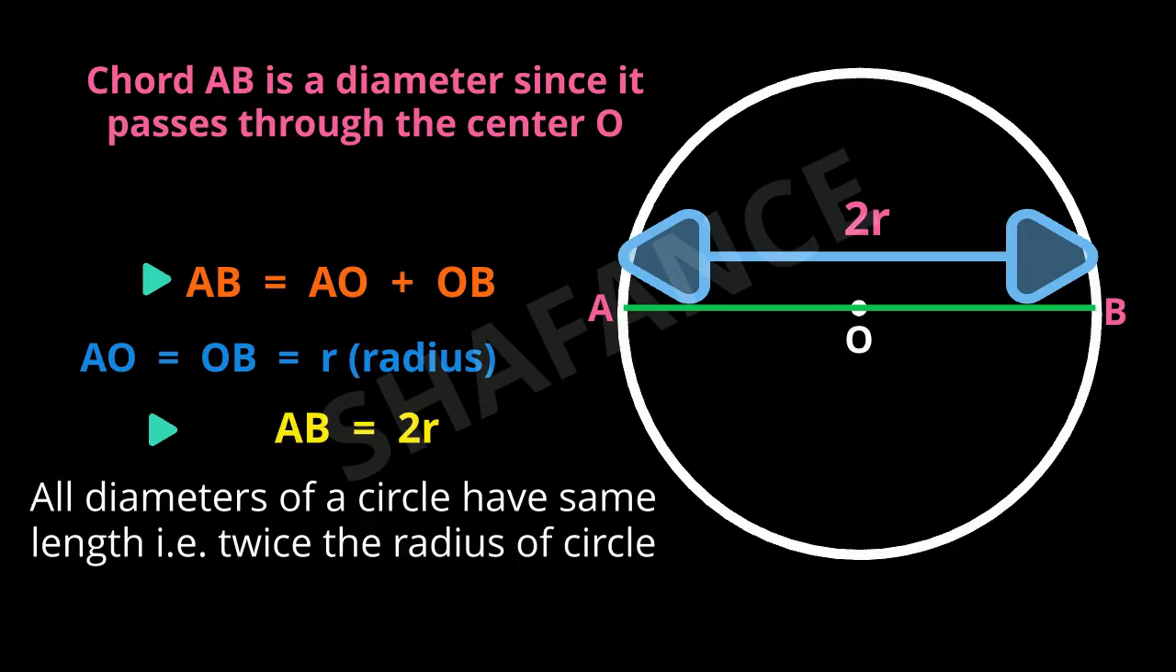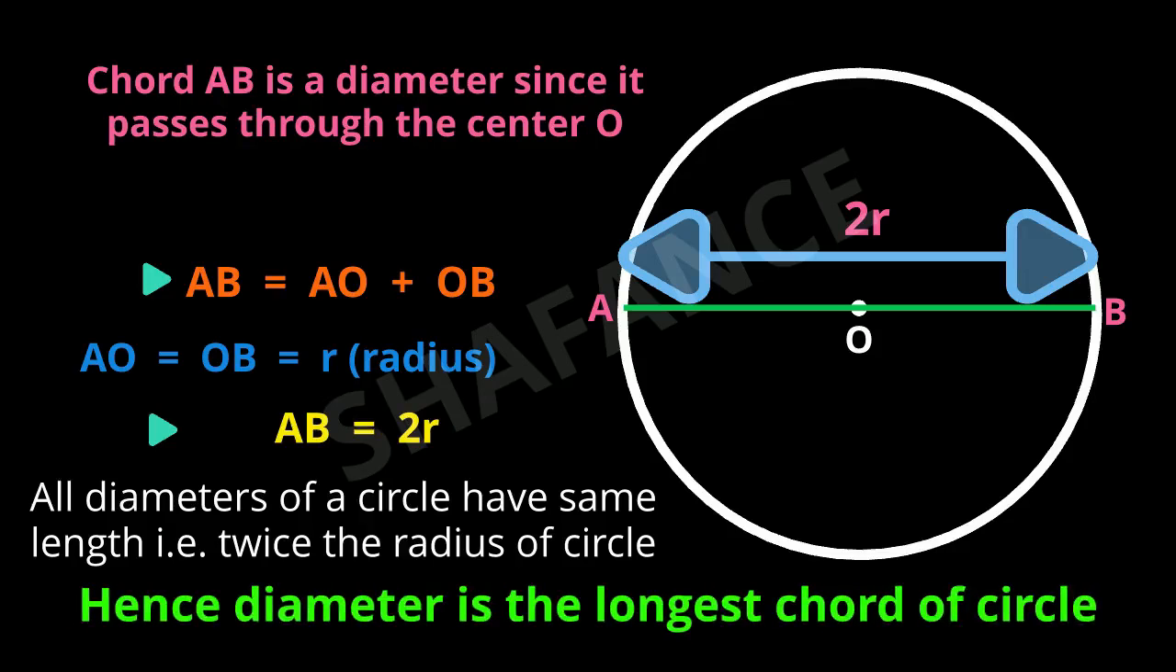Now we have already seen that any chord which is not a diameter, that is, which does not pass through the center, has length less than twice the radius, but the length of the diameter is equal to twice the radius. So hence, the diameter is the longest chord of the circle.